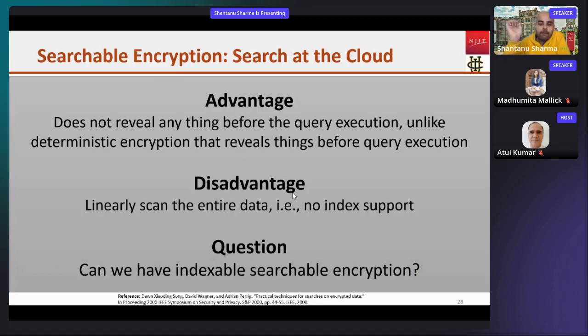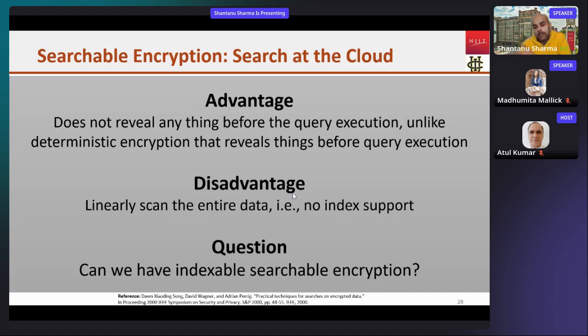But here is the problem. First, we need to read the entire data set. So if the data set is very large, this is not a very efficient technique. There is no support for index, and it takes significant time. The advantage here is that the adversary cannot learn anything about the data distribution from the ciphertext. But on the other hand, this technique is not secure against output size attack or the access pattern attack, because the adversary can know which rows are satisfying the query and how many rows are satisfying the query. So then the question is, can we design indexable searchable techniques?